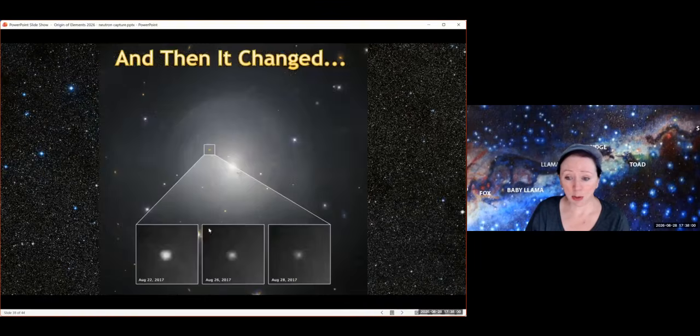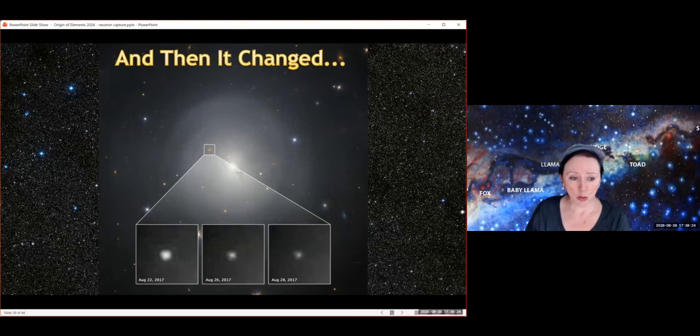It changed. So here we can see, remember it was detected on the 17th of August. On the 22nd, you can see it still looks quite blobby. And then it shrinks a little and is more diffuse, and it shrinks a little more. And what we're seeing is that this source rapidly fades. So this clearly wasn't a new star that had simply appeared. This was something that was rapidly changing and fading.